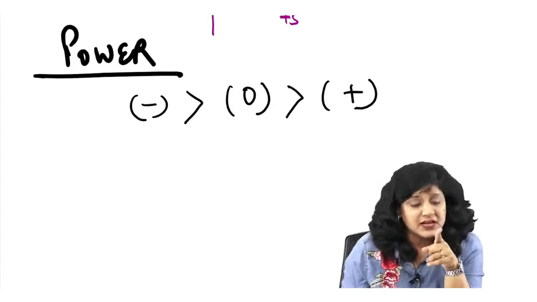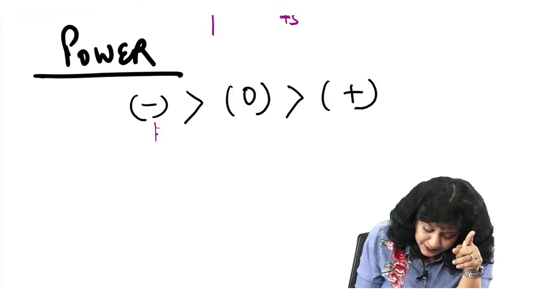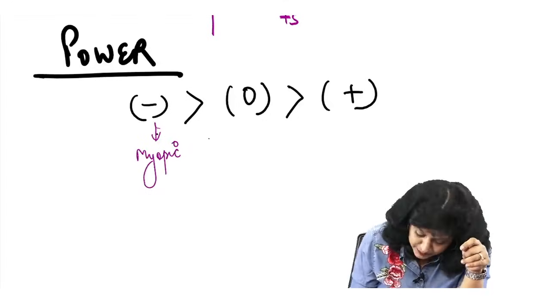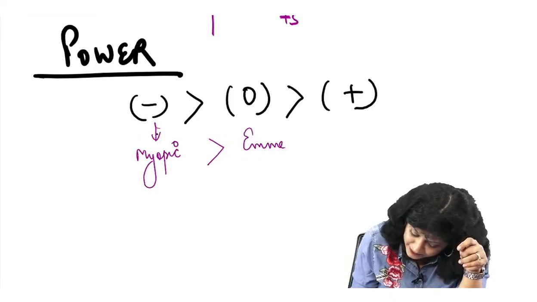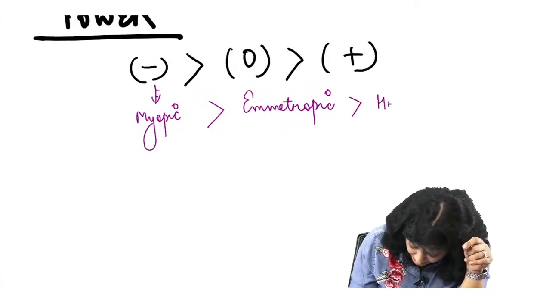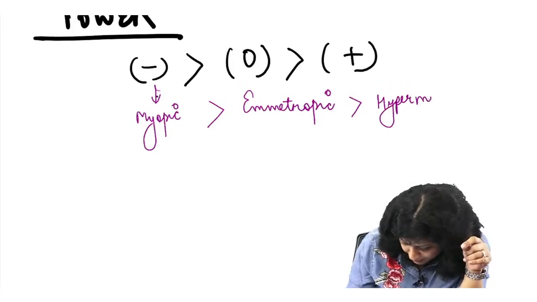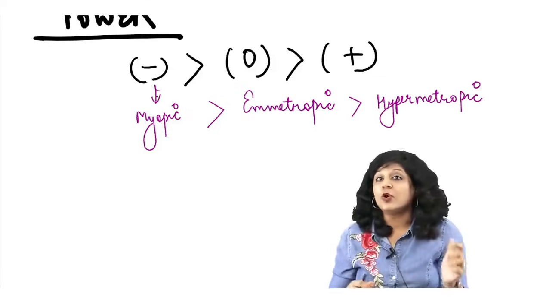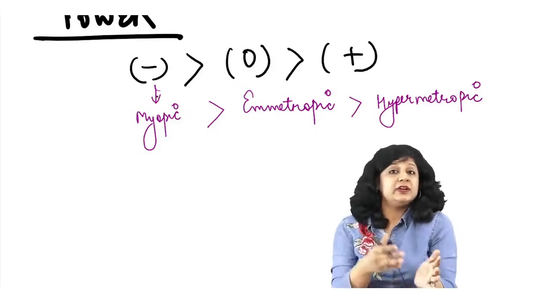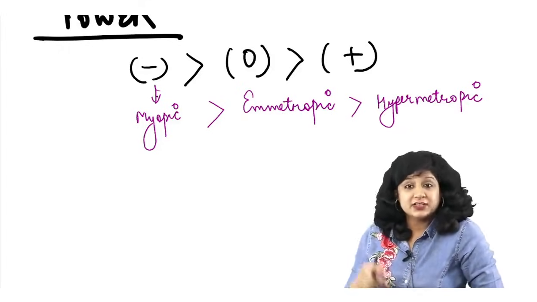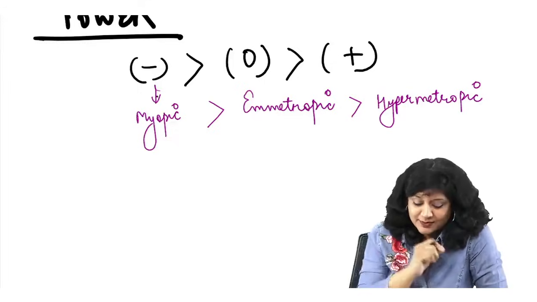Now what does this mean? Minus power means the person having myopia. So myopic power is more than the emmetropic power, and emmetropic power is more than the hypermetropic power. Now why am I saying this? Just don't cram it on the basis that I have said. This should be rationalized.